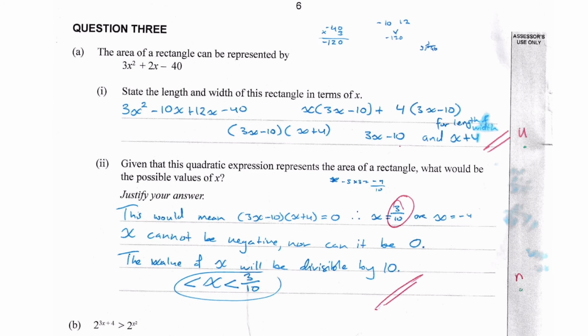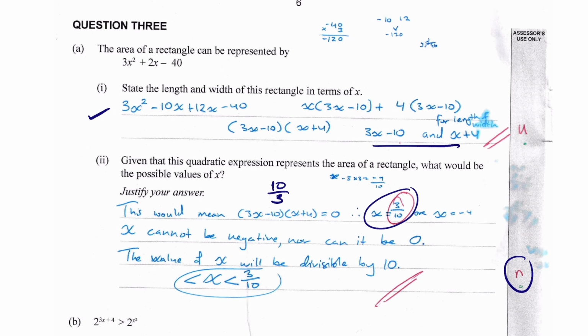Alright, so for my solutions, you can see I did the first part correct. So I have stated that the length and the width is 3x minus 10x plus 4. But for the second part, I've done it wrong. I didn't even get an achieve mark because actually I solved for x incorrectly. I said x was equal to 3 over 10 when it's actually equal to 10 over 3.